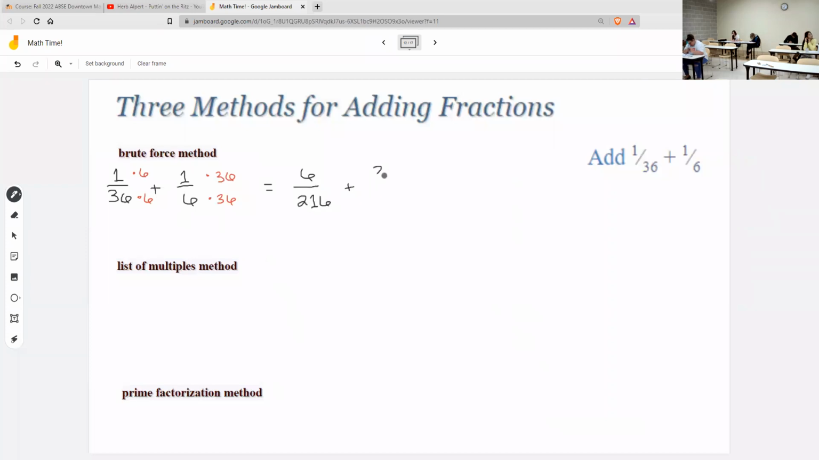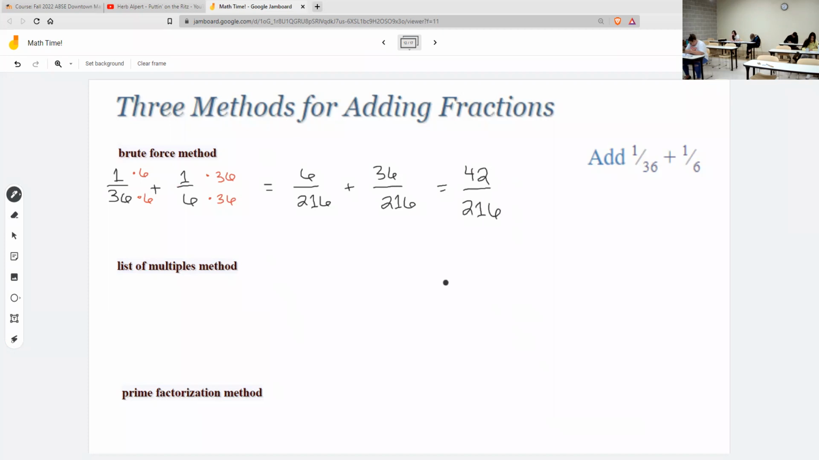Plus 36 over 216. When I add fractions, I'm just adding the tops. That's the counting how many we care about number. The bottom is just the piece size. So 6 and 36 would make 42.